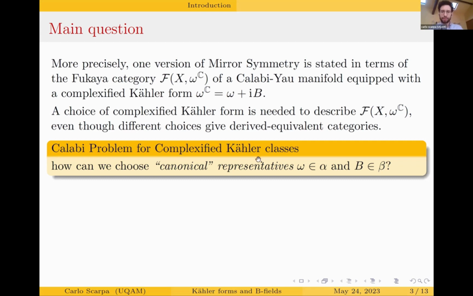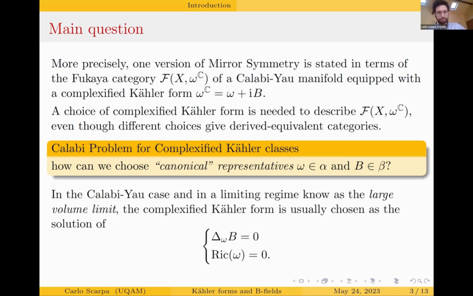In other words, how can we fix more or less canonically the choice of a Kähler form in our class and a B field in our B field class? Even though the motivation comes from Calabi-Yaus or maybe Fano manifolds, the question makes sense completely in general. So we are going to be looking at this problem.